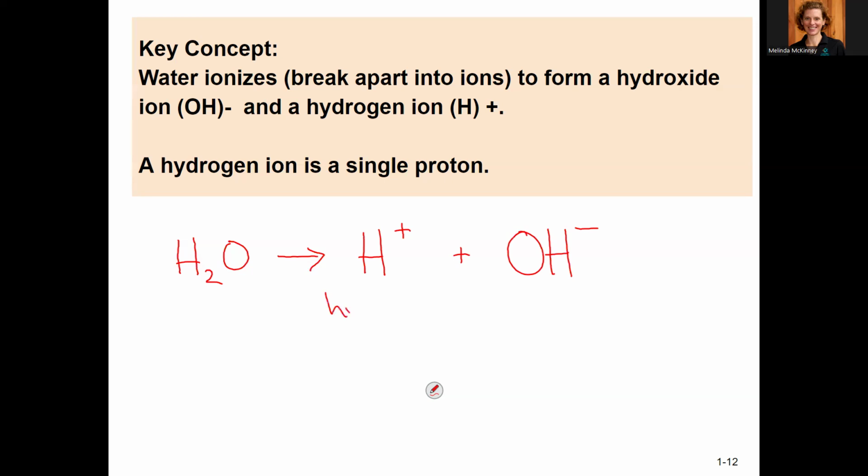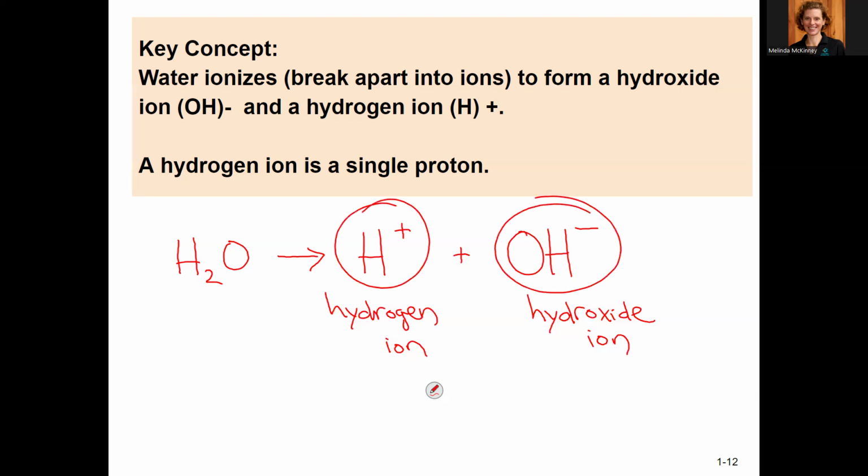So this is a hydrogen ion, the positive ion. The hydroxide ion is negative. When it split apart, the extra electron was donated to the hydroxide ion, whereas the hydrogen ion lost the electron. This hydrogen ion is just a proton.